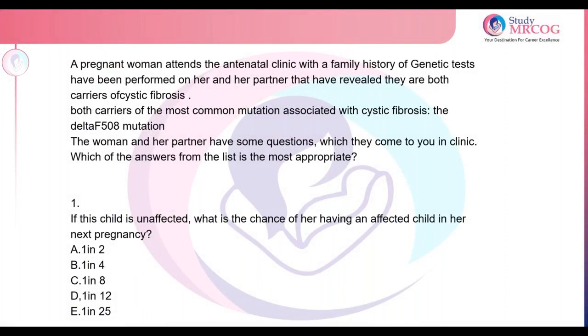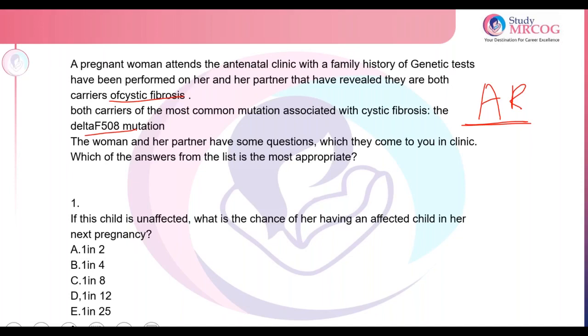The first question is, a pregnant woman attends the antenatal clinic with a family history. Genetic tests have been performed on her and her partner that have revealed they both are carriers of cystic fibrosis. So what is the inheritance of cystic fibrosis? It is autosomal recessive. Both are carriers of the most common mutation associated with cystic fibrosis, the delta F508 mutation. The woman and her partner have some questions which they bring to you in the clinic. Which answer from the list is most appropriate?